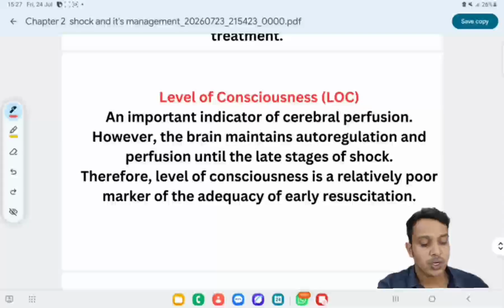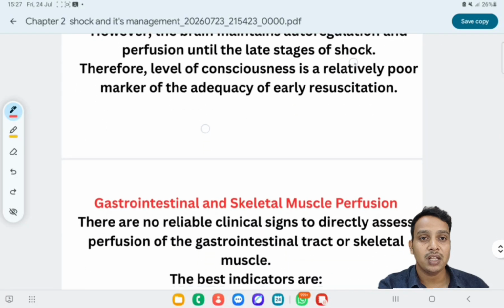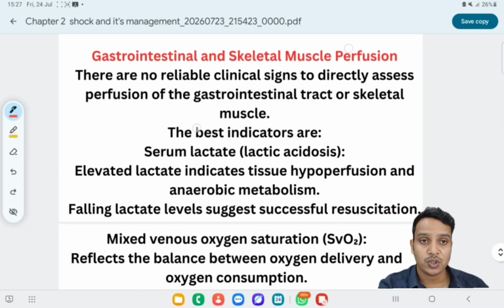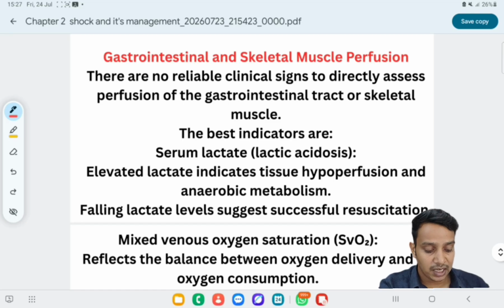And there are other gastrointestinal and skeletal muscle perfusion markers. There are no reliable clinical signs to directly assess the perfusion of the gastrointestinal tract or skeletal muscle. The best indicators are serum lactates, because these are products of anaerobic metabolism, which increase with anaerobic metabolism at the cellular level. And if your lactate levels are not increasing, it shows that you have resuscitated the patient properly.